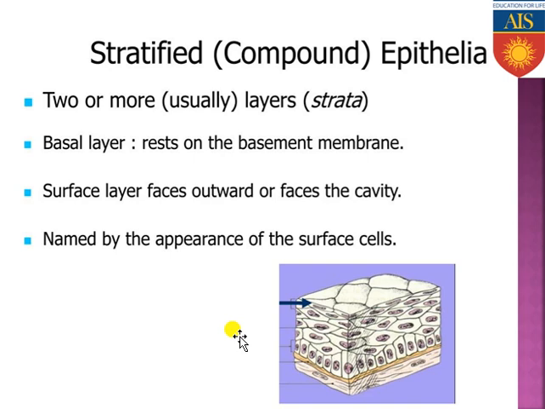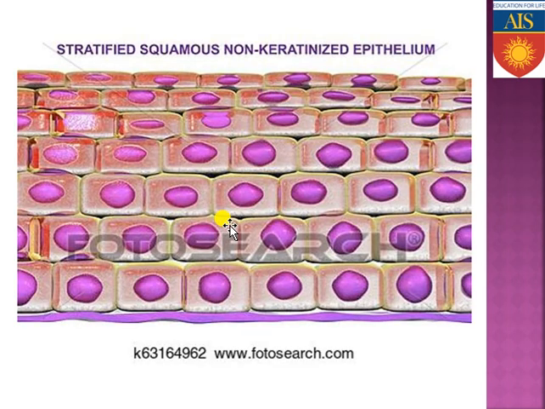Obviously, due to the presence of the surface cells, based on their name only, various kinds of compound epithelial cells have been categorized. Suppose stratified squamous, that means obviously the superficial cells will be squamous type. Stratified columnar means the superficial cells are columnar. Stratified cuboidal means the superficial cells are cuboidal shaped. So based on the cellular shape present on the surface, this stratified epithelial tissue has been categorized. So let's see one by one.